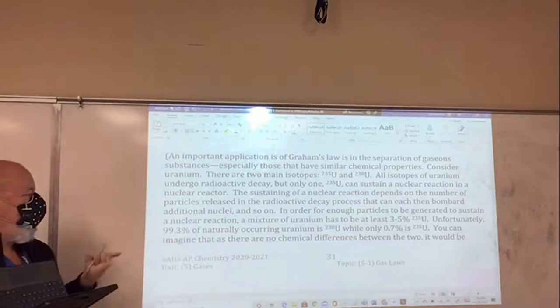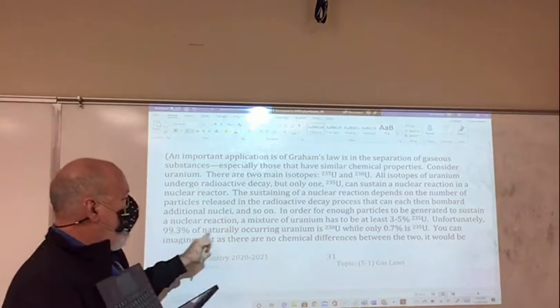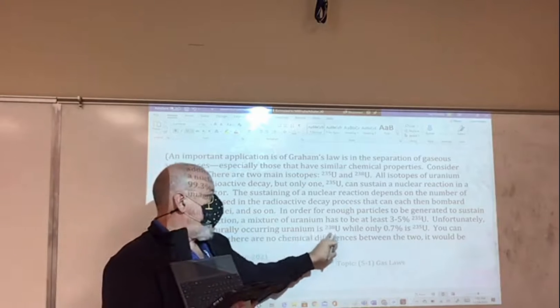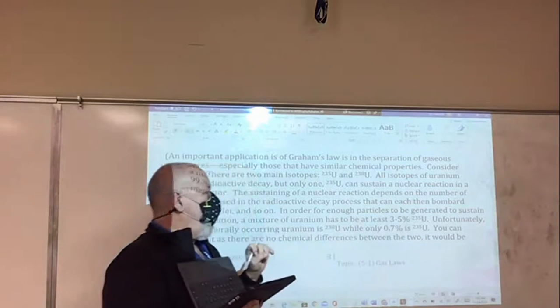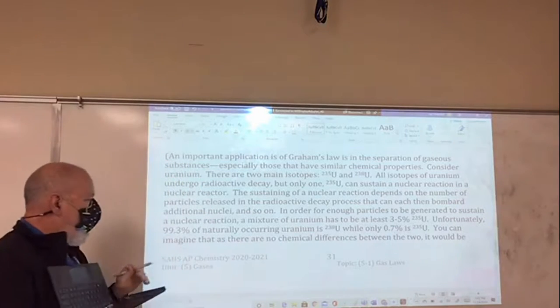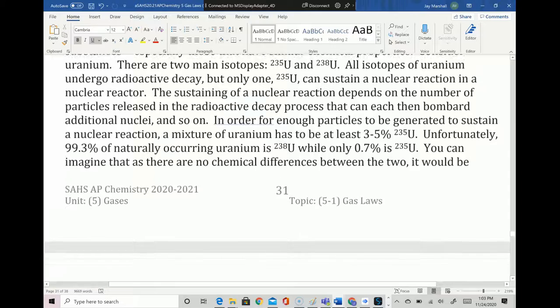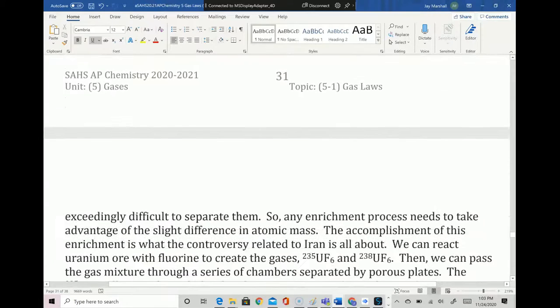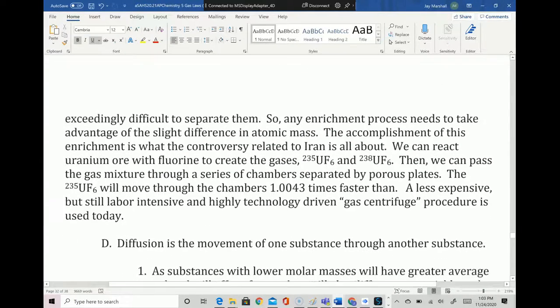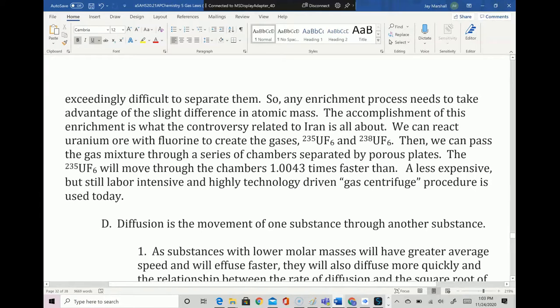Unfortunately, 99.3% of naturally occurring uranium is the wrong kind. Only 0.7% is 235. So, as there are no chemical differences between the two, it would be exceedingly difficult to separate them. So any enrichment process needs to take advantage of the slight difference in atomic mass.